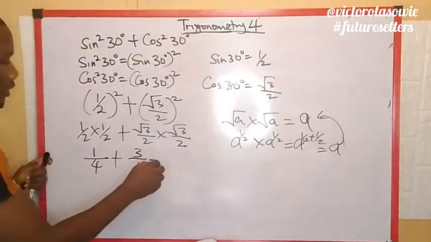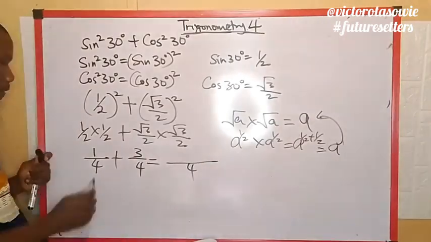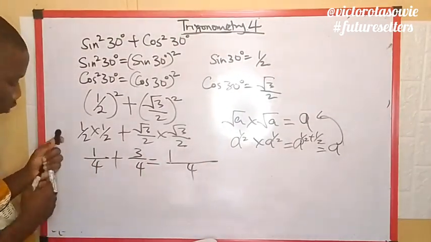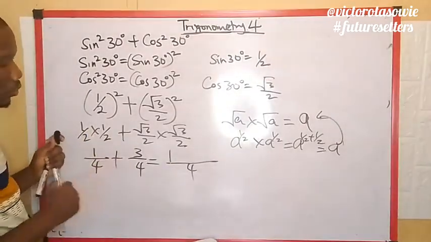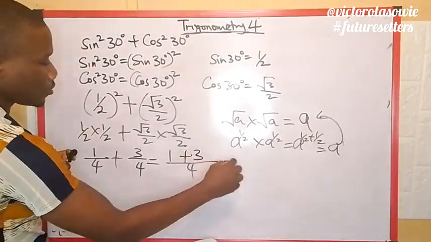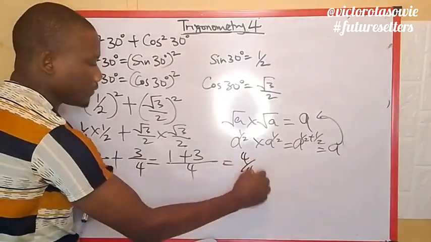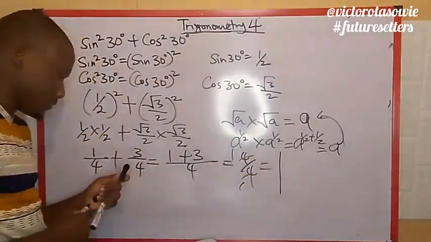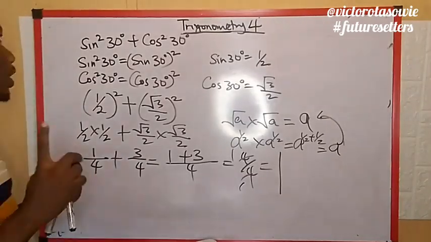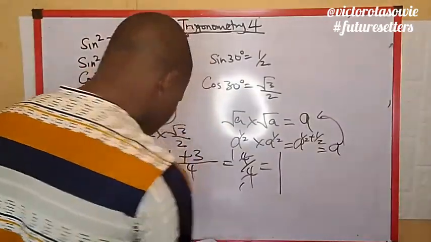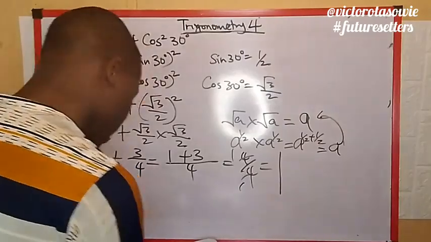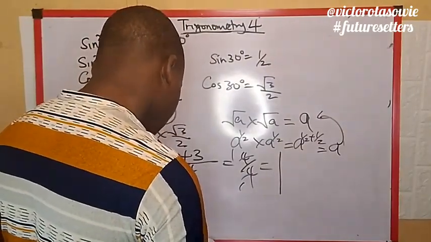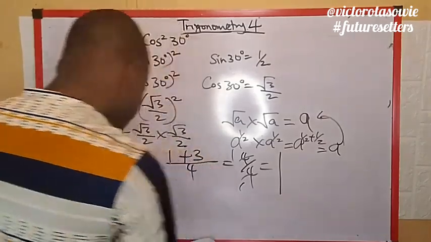1 over 4 plus 3 over 4. What's the LCM? 4. 4 into 4, 1, 1 times 1, 1. 4 into 4, 1, 1 times 3, 3. So what's 1 plus 3? 4 over 4. What's 4 over 4? 1. So the answer is 1. So take note that sine square 30 degrees plus cos square 30 degrees is 1. So that is our answer.